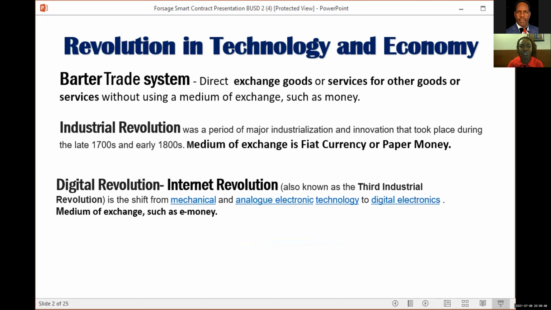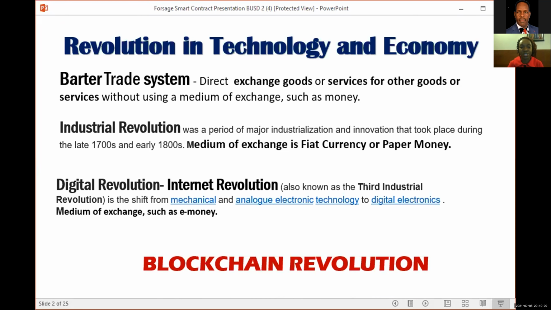Then we do have the digital revolution. This is where we consider it the third industrial revolution. This is where we started having digital money, with simple examples such as M-Pesa. Of course, M-Pesa is here with us, and it simply means that as much as money has changed forms, we still have a lot of that form with us even today.